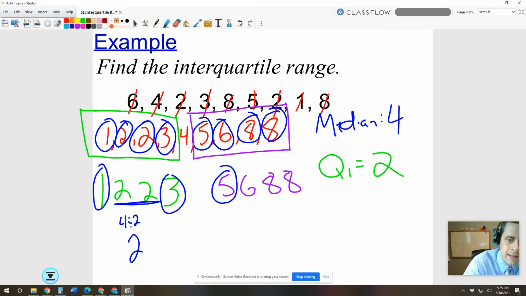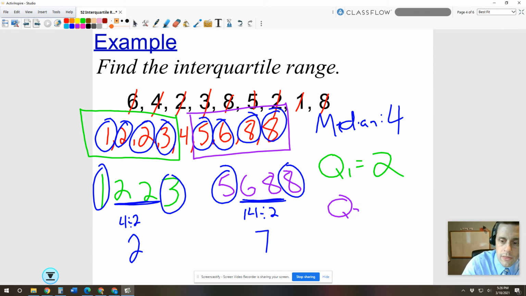So I'm getting rid of my ends, which are 5 and 8. I'm left with the 6 and 8 in the middle. 6 plus 8 is 14, and 14 divided by 2 is 7. So I get a Q3 value of 7.